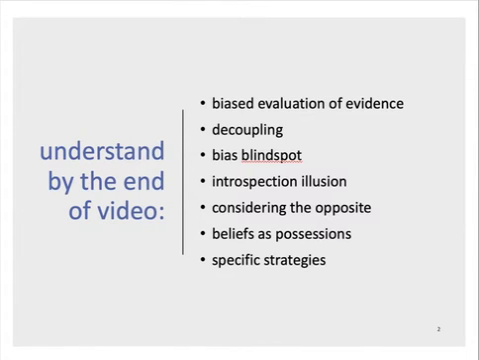In more detail, here is what we'll cover. First, we'll cover the biased evaluation of evidence, and we'll look at how to avoid that with decoupling. But then we'll also look at something called bias blind spot and the introspection illusion. And then we'll look at a way of trying to avoid those things by the activity of considering the opposite. And finally, second to last, we'll look at a certain conception of beliefs which is dangerous or hostile towards having the mindset of discovery, and we'll conclude with some specific strategies for avoiding that negative conception of beliefs.